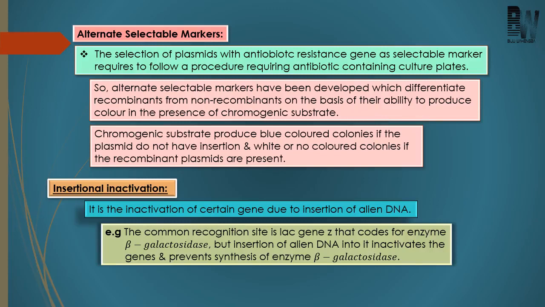Okay, so this is about alternative selectable marker. Next, come to insertional inactivation. So during the formation of recombinant DNA, we know that a desired DNA will be inserted in a particular region or particular site. For this, the gene which is present in that particular region will be removed or deleted. Because of that, that particular gene will be inactivated. So insertional inactivation is actually the inactivation of a certain gene due to insertion of alien DNA.